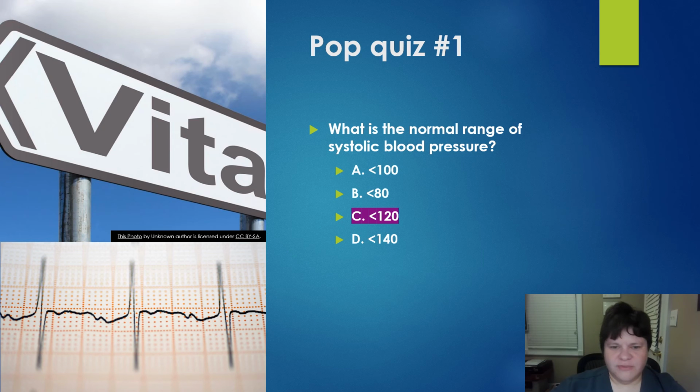For question number 1, what is the normal range of systolic blood pressure? According to the American Heart Association, normal systolic is less than 120. Congratulations to those who marked C. Question number 2, what is the normal diastolic blood pressure range? According to the American Heart Association, a healthy diastolic pressure should be less than 80.